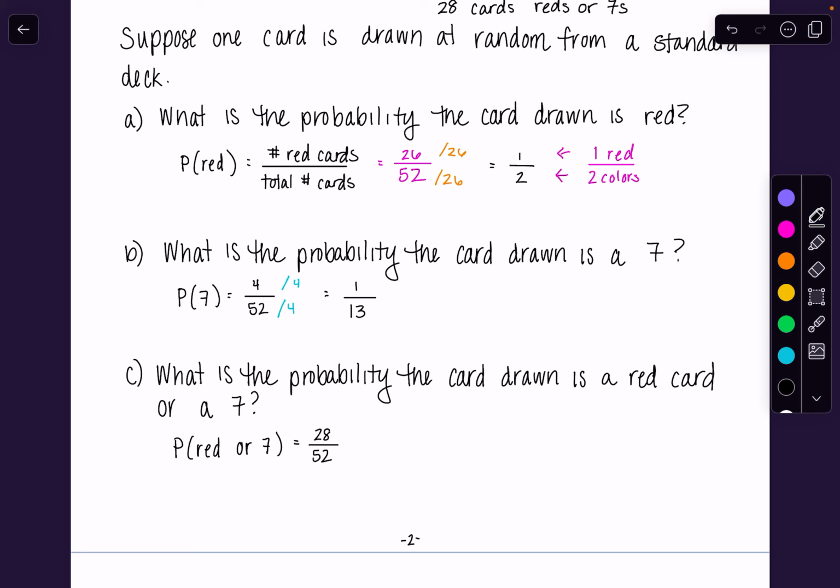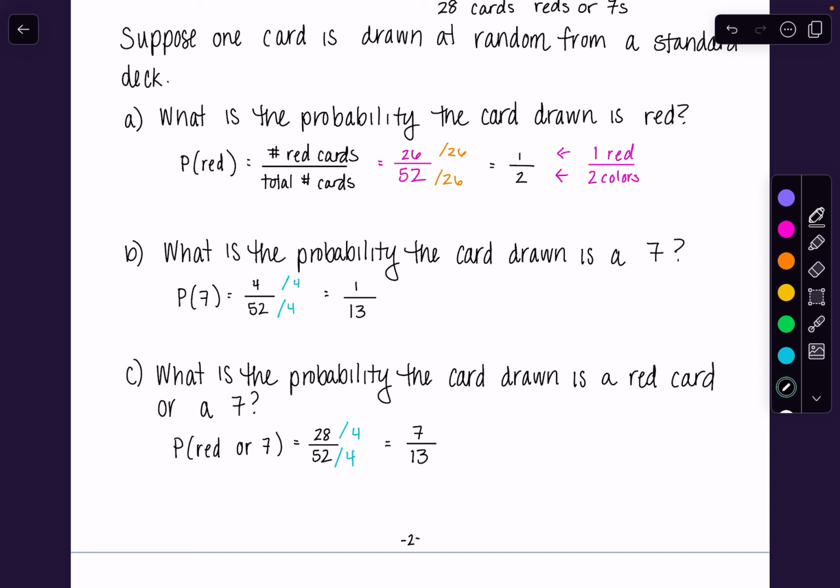And then to simplify this, both of these are divisible by 4. So my reduced form for my probability is 7 out of 13. So again, be very careful. The word "or" means as long as I have one or the other, I'm good.